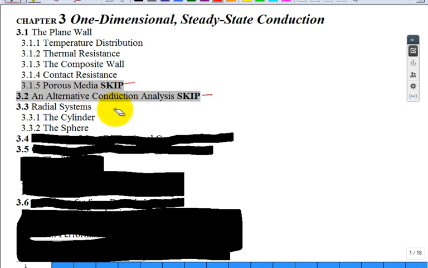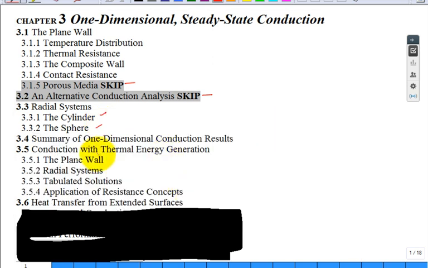Then we're going to move into radial systems. So this was all 1D rectangular or Cartesian. Then we have cylindrical and spherical coordinate systems. And then you can see that 3.5 adds something to it: Q dot, heat generation in the energy balance equation. Do it for rectangular, do it for radial systems. Then we're not going to get to it today, so I'm going to leave that for next time.